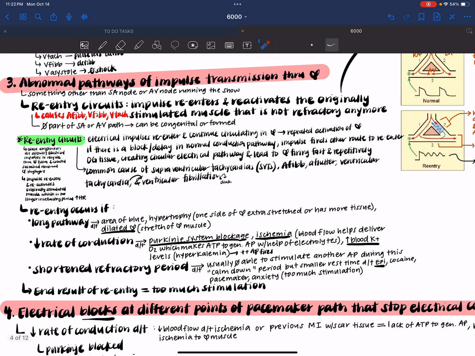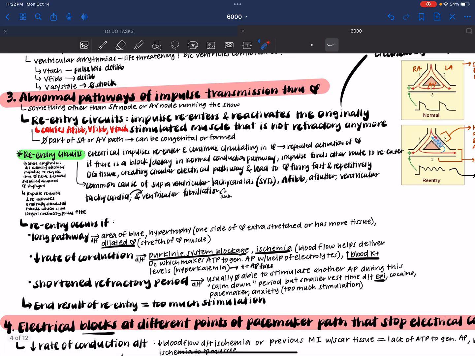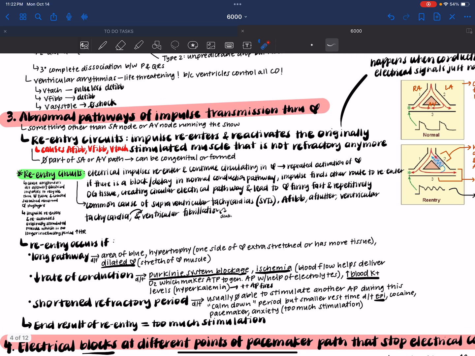Abnormal pathways of impulse transmission are another reason for arrhythmia. Something other than the SA node and AV node is running the show. There are reentry circuits: abnormal pathways of impulse transmission cause arrhythmias. In reentry circuits, the impulse re-enters and reactivates the originally stimulated muscle that is no longer refractory. This causes AFib, VFib, and VTAC. It is not part of the SA or AV path, but can be congenital or acquired.